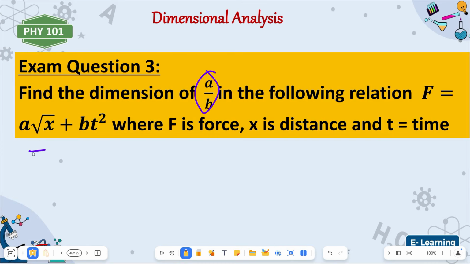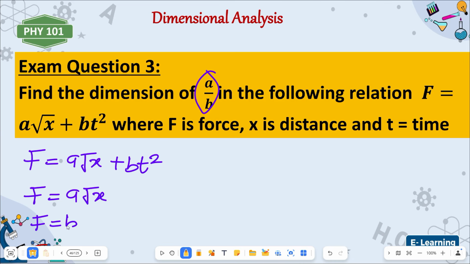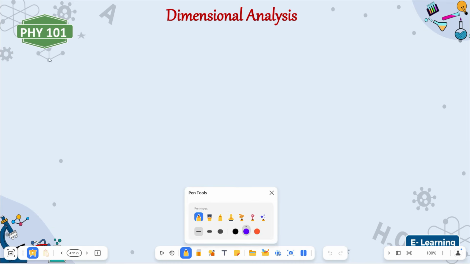Now, F is A root X plus BT squared. What did I tell you? I said when you have something like this, it means that F can be equated to A root X. And the same F can be related to BT squared.